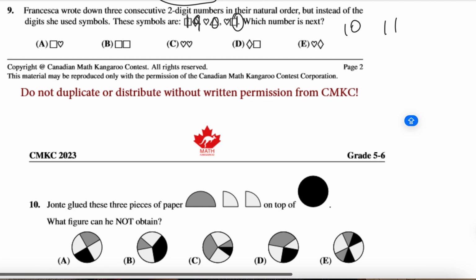And now that you know one number, you could just count consecutively: 20, 21. So now what number is next? 22 is next after 21. But we know it converts this into symbols. We know that this is a 2. A heart is a 2. And 22 has two 2s, so you need to see 2 of the heart. So the answer is C.